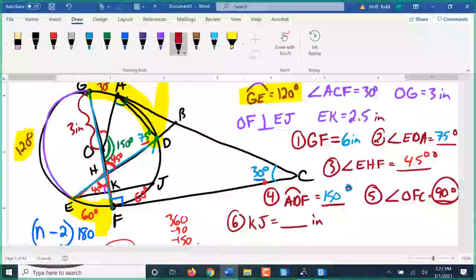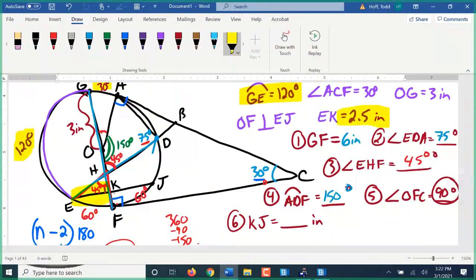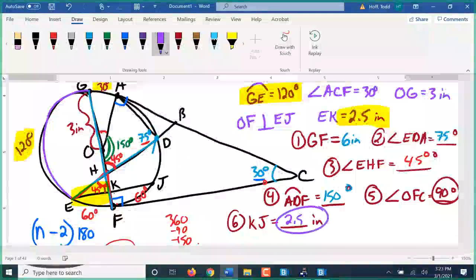What's the length KJ? Told you the EK is 2.5 inches. What's KJ have to be? All right, very good. Same length. Again, since the radius is perpendicular to the chord, it cuts it in half.